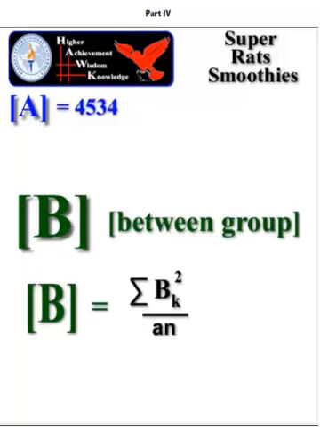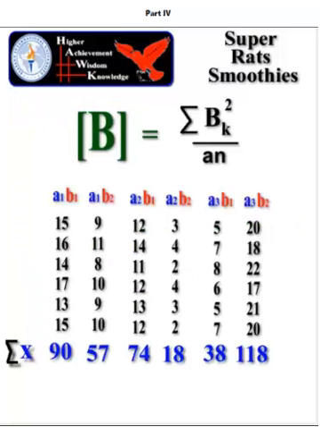But the B bracket term looks just like that. Same thing. Add up your groups for the B first, square them, and then add that sum together, divide by the product of the number of levels in the A factor times the number of individuals in a single group. Okay, let's do this.